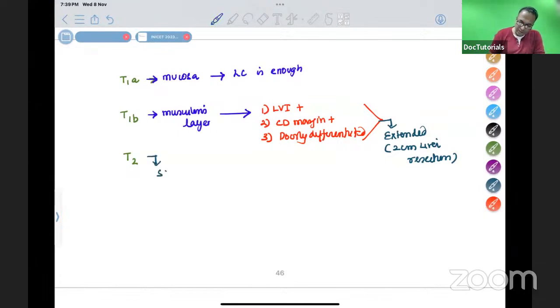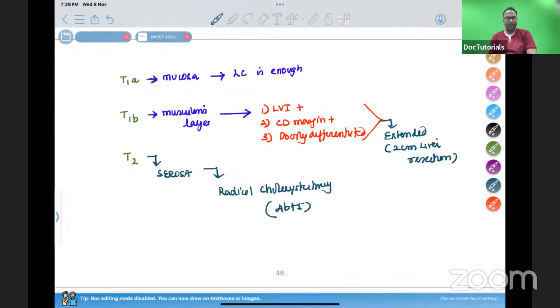So T2 is a tumor involving the serosa. In such case, you won't ask for any question. Okay, directly we go for radical cholecystectomy. Radical cholecystectomy, you know very well. What is the segments removed? 4B plus 5 is removed in a radical cholecystectomy.